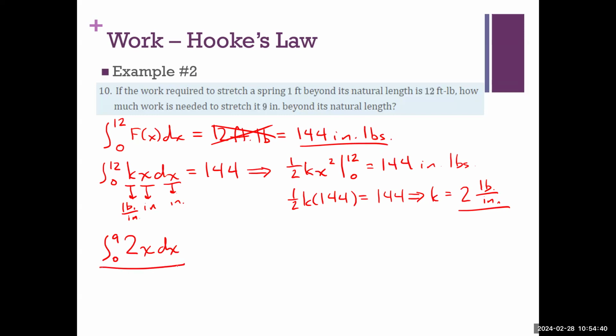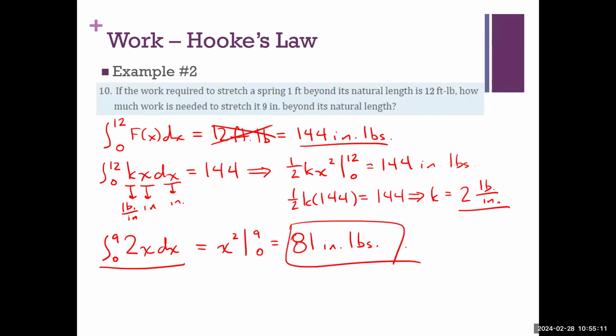So are we happy with this integral here? Integral from 0 to 9 of 2x dx. What is the antiderivative of 2x? x squared. That comes out to what? 81 what? Inch-pounds. Does that make sense given what we know about springs?